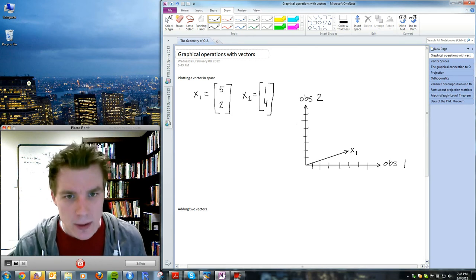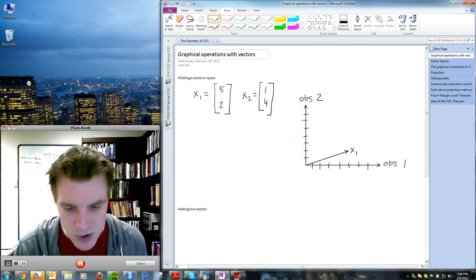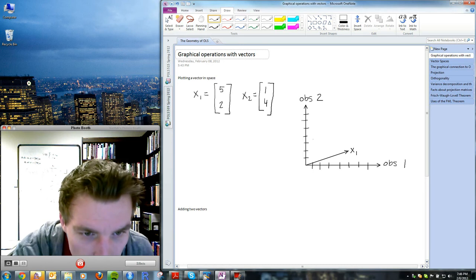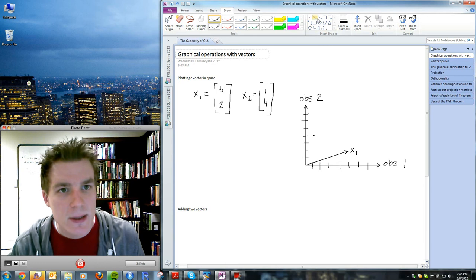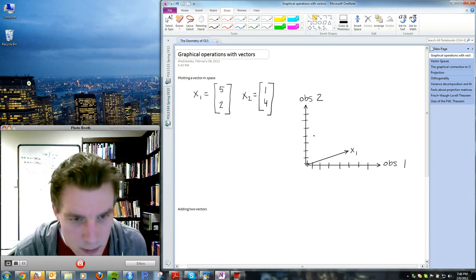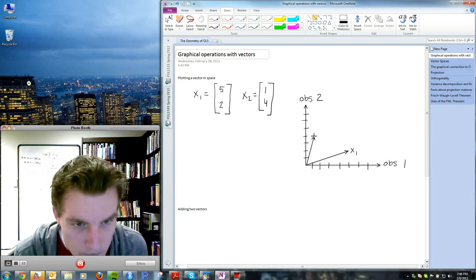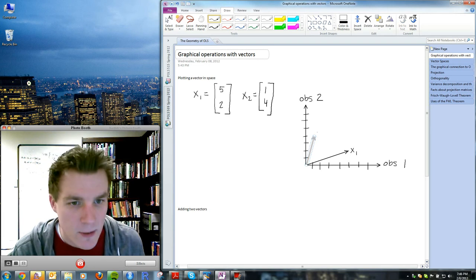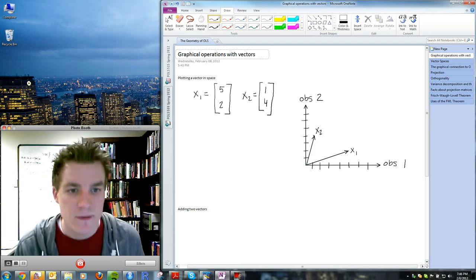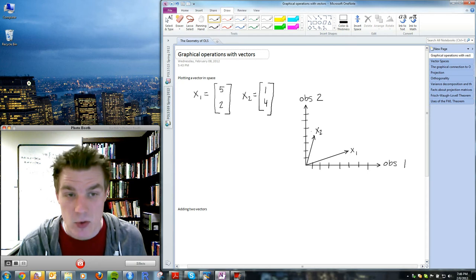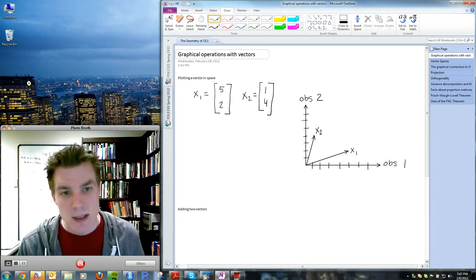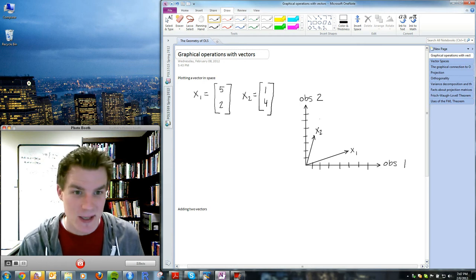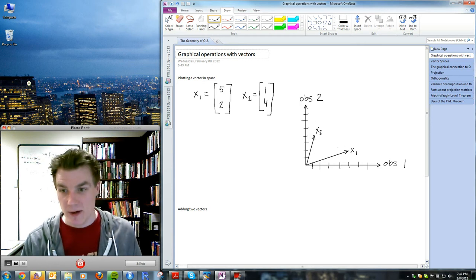Variable 2, x2, would be at location 1, 4, right there. So if I come in here and draw a vector, there we go, I can write in x2. There's the location of variable x2 in this two-dimensional space. So I've got two vectors in two-observation space. Each vector corresponds to a variable.